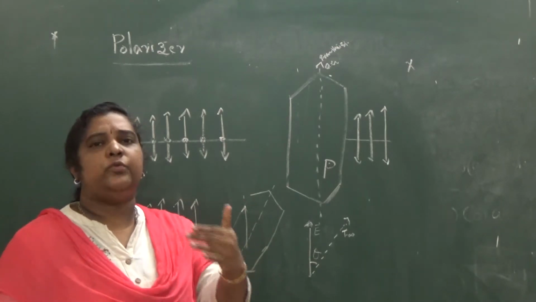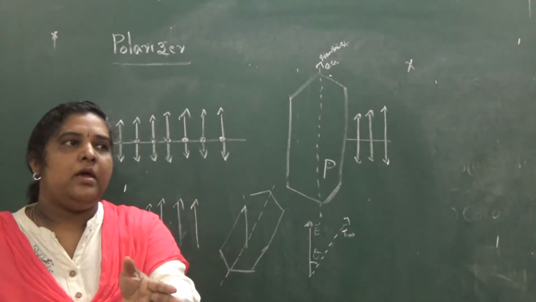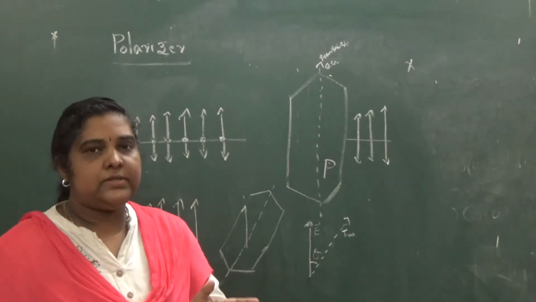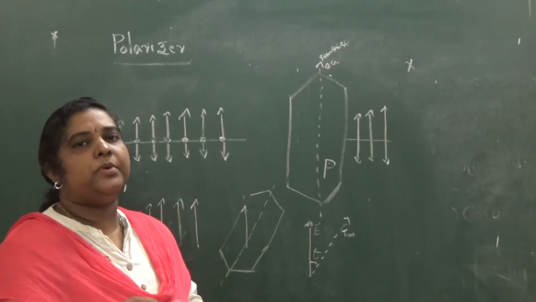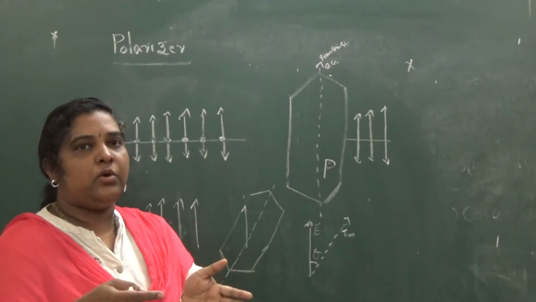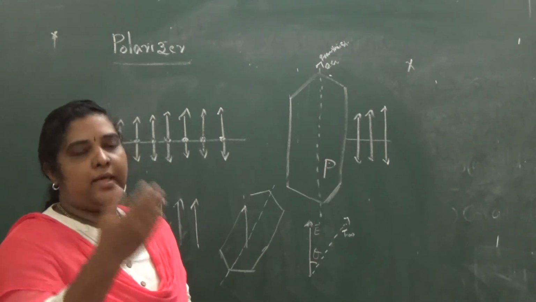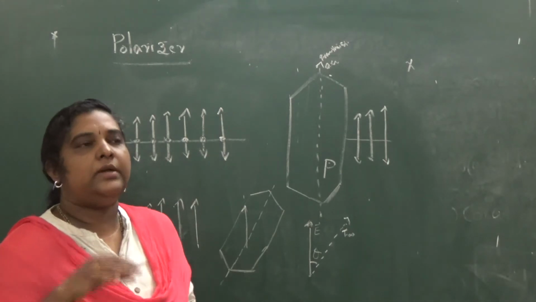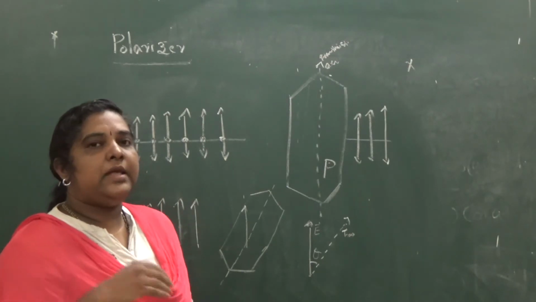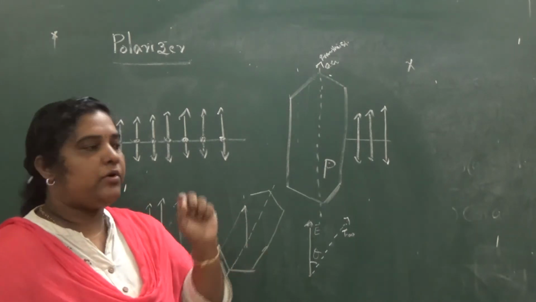Then artificially also we are making polarizers. That is actually called polaroids. Polaroids are artificially made polarizers, as we discussed in the last class. Polaroids are actually long polymer chains of polymers like PVA, that means polyvinyl alcohol. Then into this polymer chain we are doping iodine-like elements so that it gives extra electrons to the chain. The presence of these extra electrons induces the conductivity of that material.